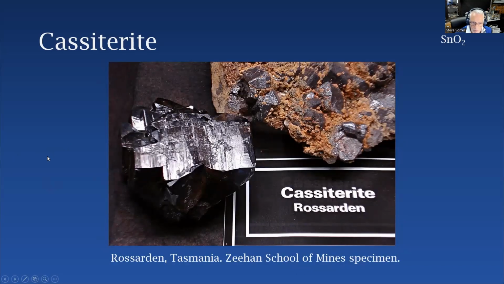And from Rossarden, the other major one, this is at the Zeehan School of Mines in Zeehan. The label here, even though you can't see the right hand side of it, is about 90 millimeters across, so that's probably a 75 millimeter wide cassiterite crystal.